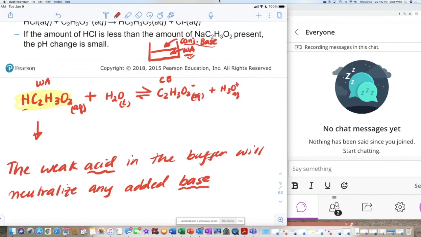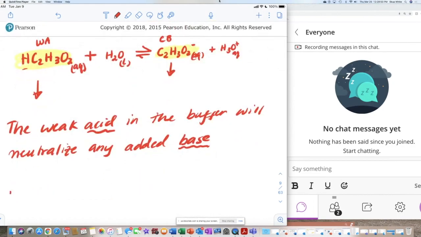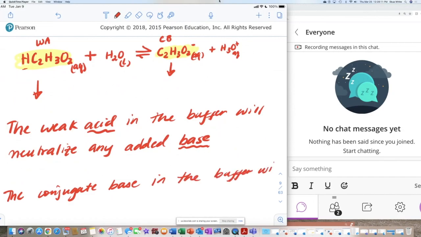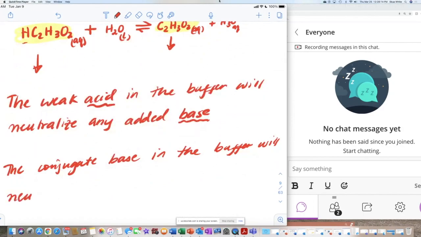Okay? Why is it important to have the conjugate base? The conjugate base also has a role. What's the role of the conjugate base? The conjugate base right here will neutralize any added acids. So I'm going to write this down here. The conjugate base in the buffer will neutralize any added acid.